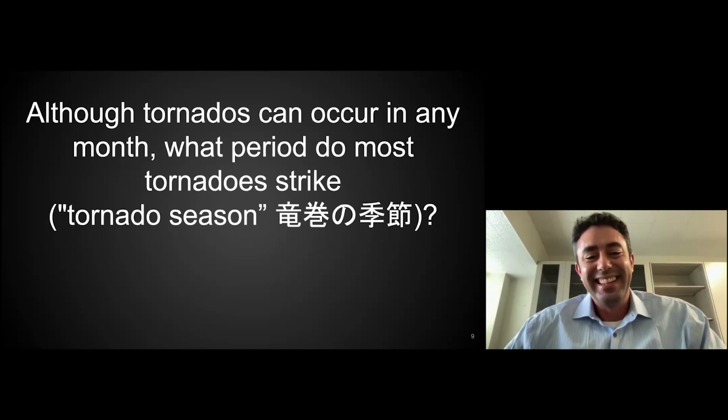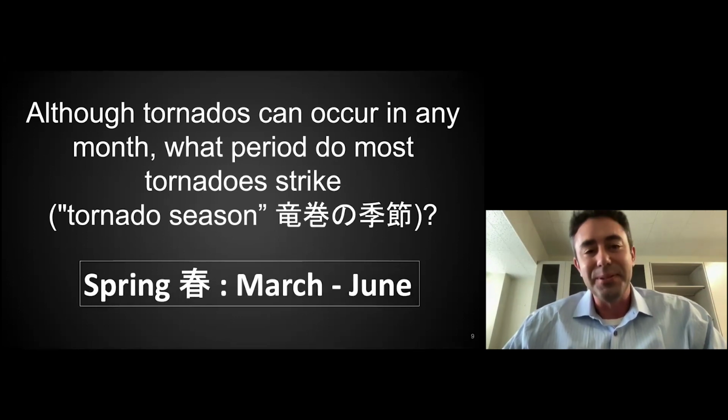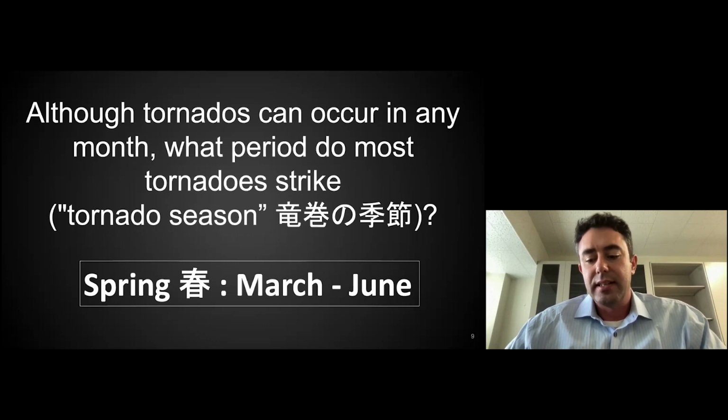So I would guess spring. The spring season. Absolutely right. Congratulations, Anna Maria Sensei. Spring, from March to June, is tornado season in the United States, which we have just passed.